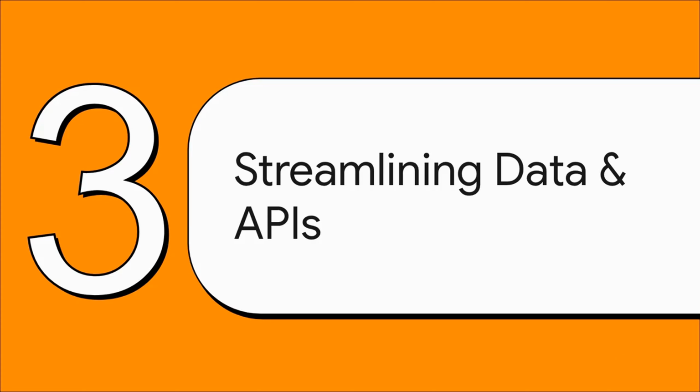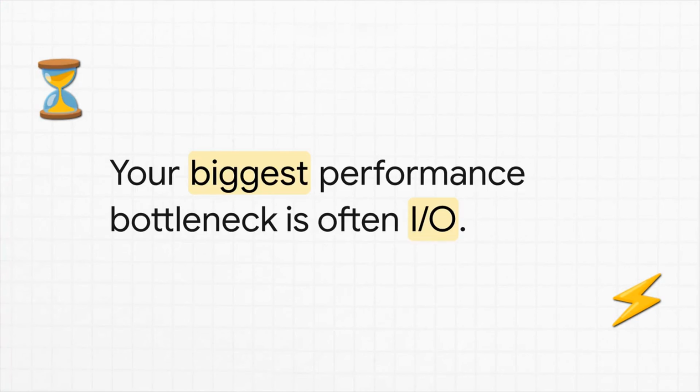All right, so once our code is looking sharp, we have to look at how that code talks to the outside world. And trust me, streamlining your data and your APIs is often where you're going to find the biggest, most satisfying performance wins. And why is that? It's because of this simple truth. Your biggest performance bottleneck is almost always I/O.